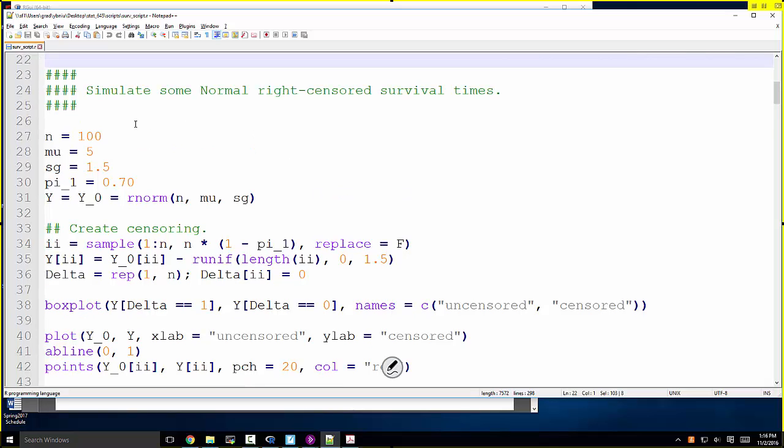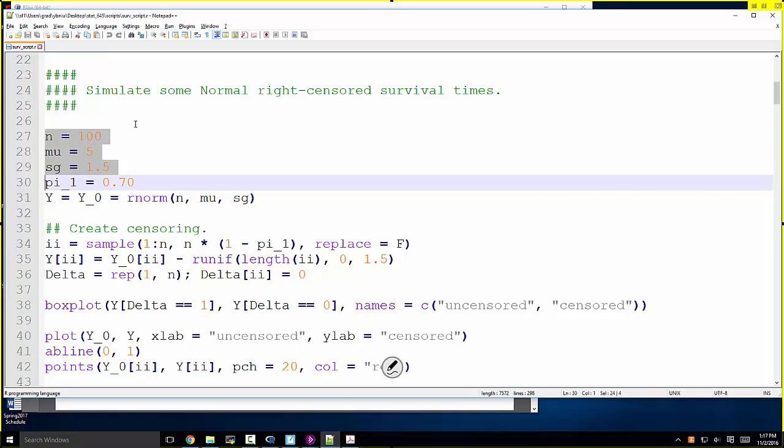Here's an example of that. I'm going to simulate some data that are censored. Let's create a sample size of 100. I'm going to simulate survival times. Let's say that the average survival time is 5. Population mean survival time is equal to 5. Population standard deviation of survival times is 1.5.